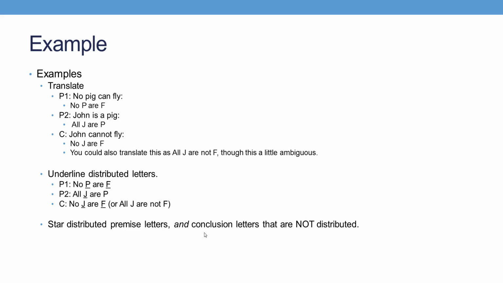Now I'm going to star distributed premise letters and conclusion letters that are not distributed. This is the tough rule to remember. In this case, in the first premise, both are distributed, so both are starred. In the second premise, one letter is distributed and it's starred. In the conclusion, both letters are distributed, but the rule says the conclusion letters only get starred if they're not distributed, so there's no starring here. And it would be the same thing for all J are not F. Okay, I'm going to pause now to do some more examples of this before going over how to then assess this.